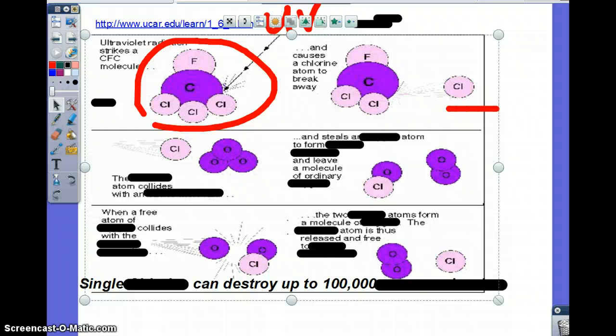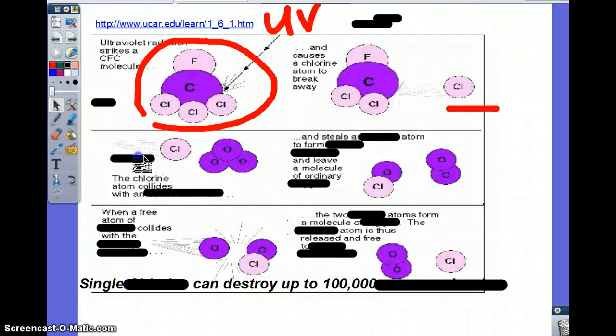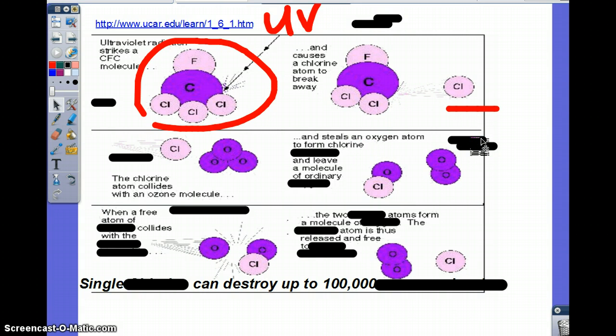Chlorine is going to react with, what's that purple thing there? The O3. What's O3? Ozone. Chlorine reacts or bumps into or combines with, whatever words you want to call it, with ozone. And what happens? Look at the picture. It takes off the oxygen molecule. So no more what? Ozone. There goes your ozone. So it steals an oxygen, forming chlorine monoxide, and you're left with oxygen gas.